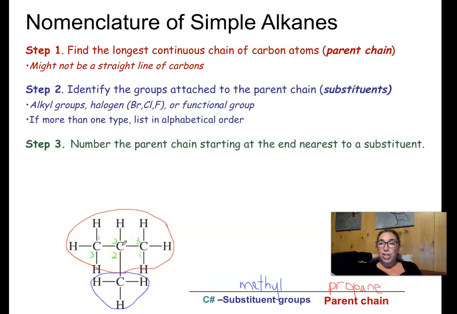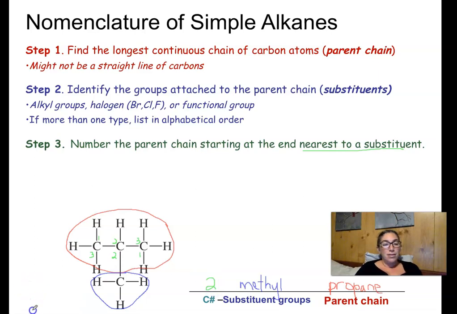So it doesn't matter for this example which way we start numbering the carbon chain, but if it was a longer chain, it might, because we always want to start numbering it on the side that is closest to a substituent. We'll see some examples where it does matter, but in this one it doesn't. So no matter how you number that parent chain, that methyl group is on carbon number 2.